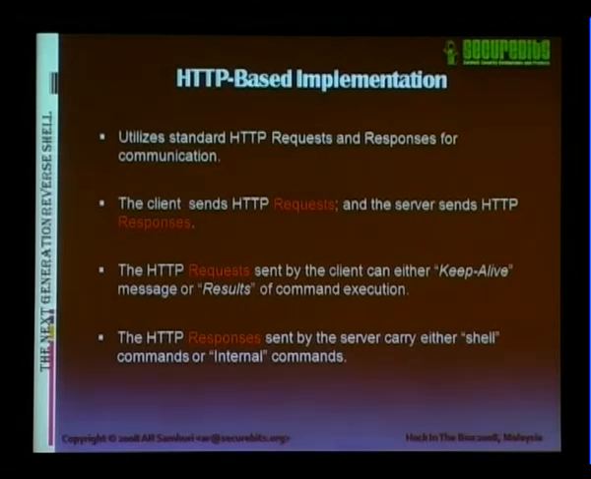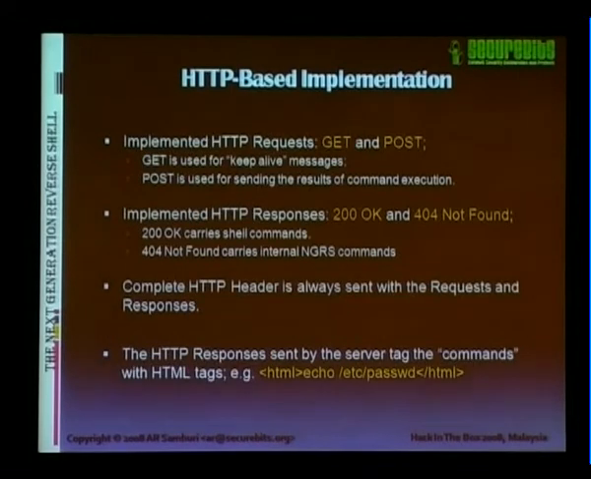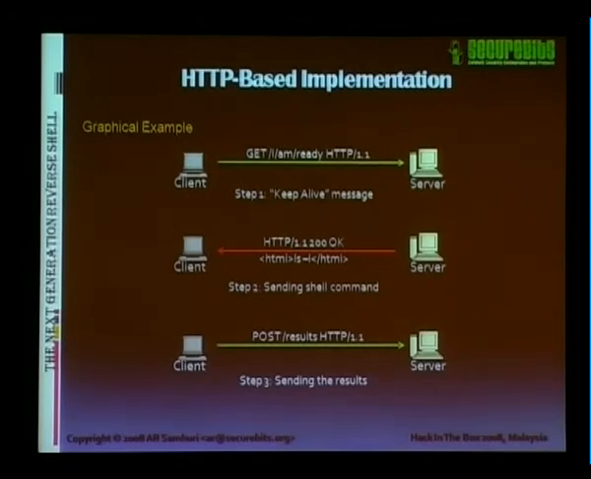Now I'm going to speak about the technical implementation of every tunneling protocol. We have HTTP, POP3, SMTP, FTP, and NTP. With the HTTP implementation, we utilize the get and post methods. So, for example, every request or every message coming from the client to the server uses either get or post. Get is used for keep alive messages, while post is used to send the result back to the server.